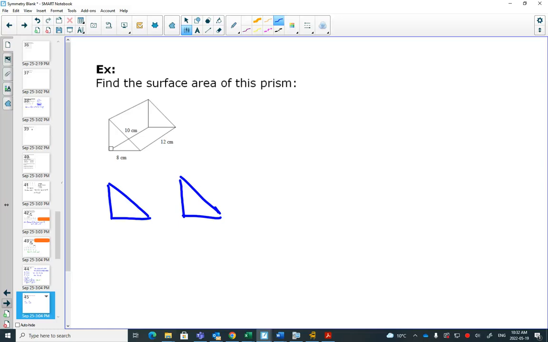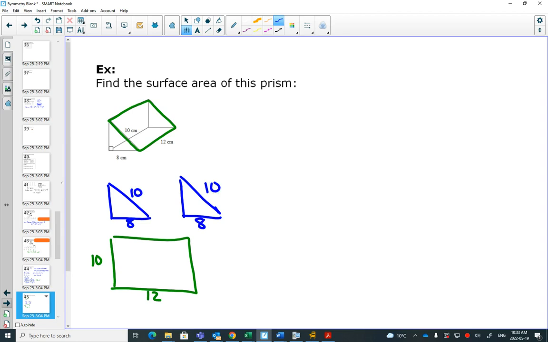Are you okay if I color code things? I just did my 2 triangles in blue, but I'm going to do this rectangle in green. On that rectangle in green, one side is 10, one side is 12. 10 is for the height going this way. Nope. The 10 is in the right spot. This is on my triangles, this is 8. The hypotenuse is 10.